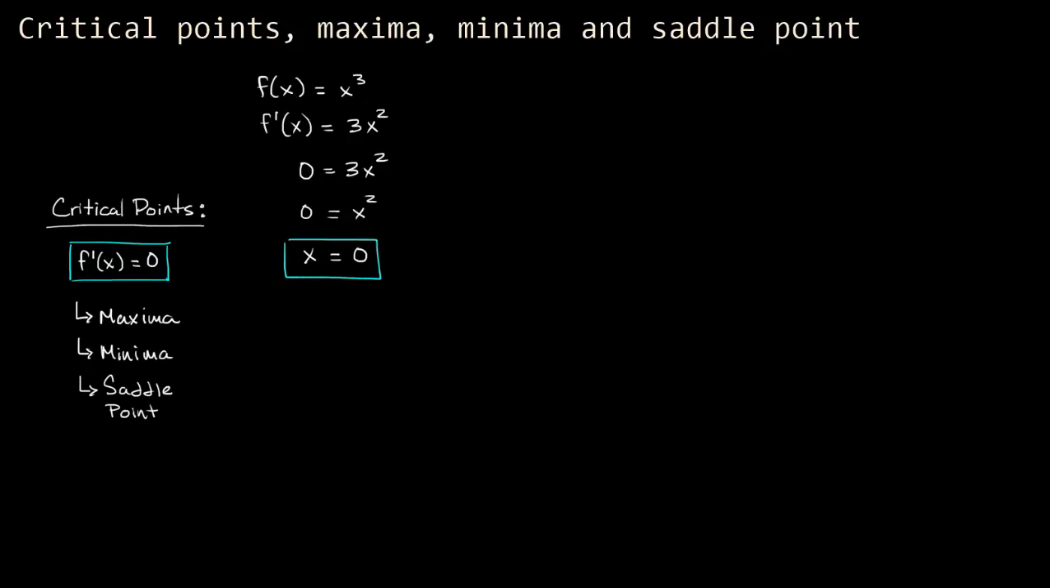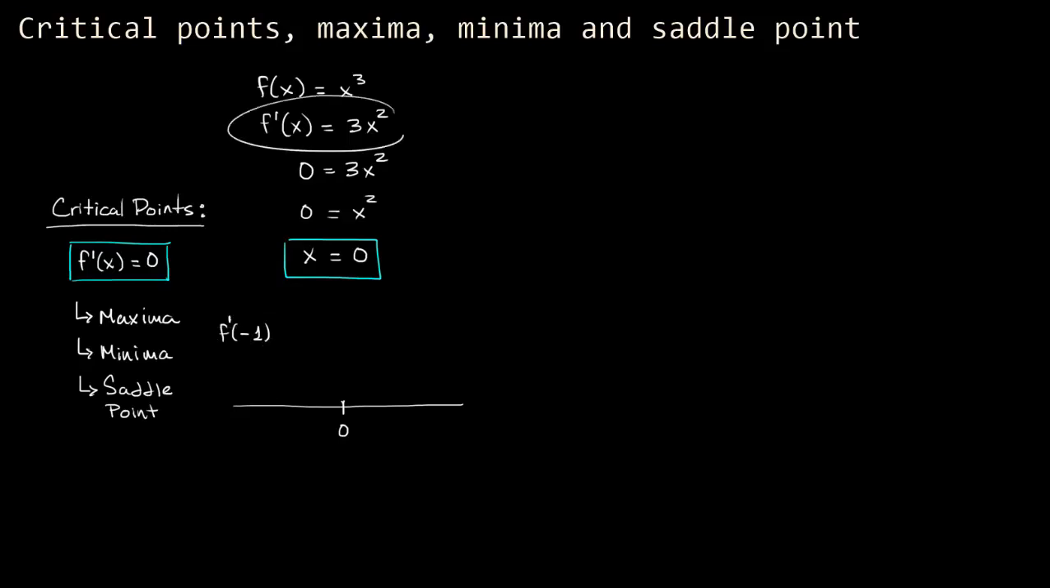Well, let's figure out whether it's a maximum, minimum, or saddle point. Of course, it's going to be a saddle point, but we still have to figure it out. So I'm going to locate here our sole critical point, and I'm going to pick a value before and after it. I'm going to pick first, let's say, negative 1, to evaluate on the derivative.